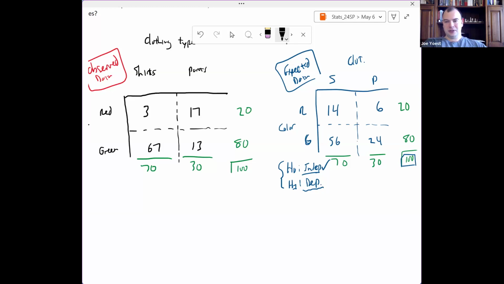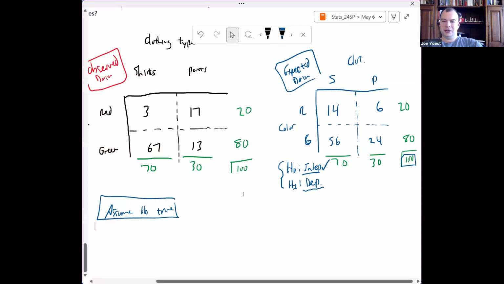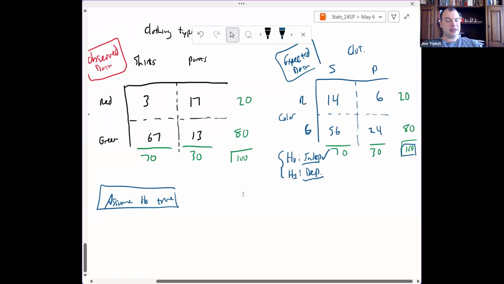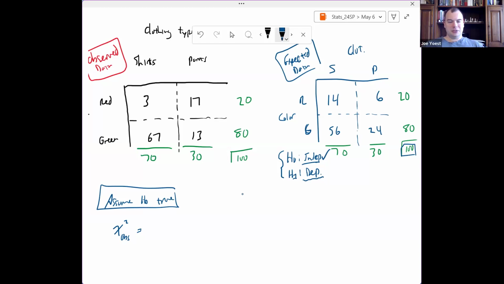So to assess that, what do we do? Well, we calculate, and let me rewrite my assume H naught is true. So let's rewrite that just to be clear what we're doing here. I go through and I calculate my chi-squared observed. And again, these are observed versus expecteds. 3 versus 14, 17 versus 6, and so on. My chi-squared observed looks the same. It's observed minus expected squared over expected for the same reason that we discussed before.